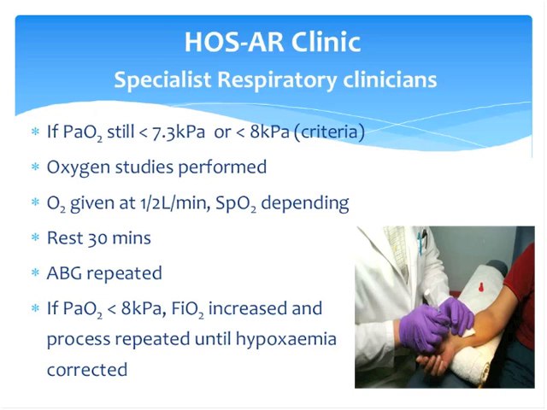You would then repeat their arterial blood gases, and obviously what you're aiming for is a PaO2 of above 8 kilopascals. If you don't have this at this stage, then you would need to increase their FiO2 and repeat the process until the hypoxemia is corrected. Obviously, at this stage, you will also be wanting to look at the patient's CO2 to make sure they are not becoming hypercapnic.